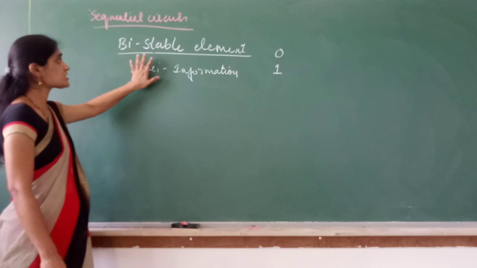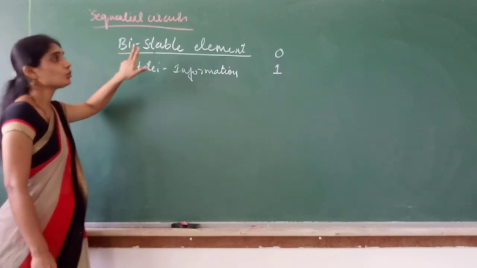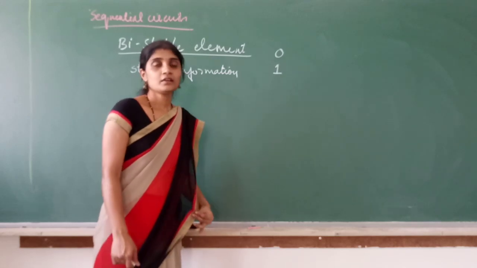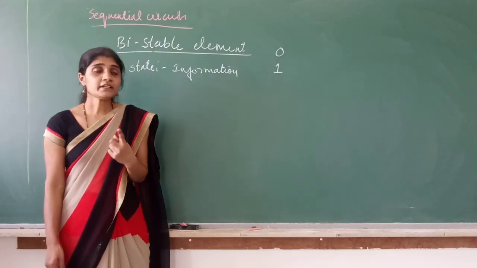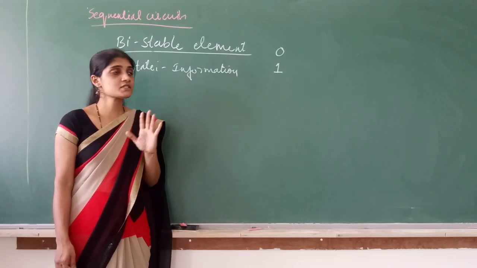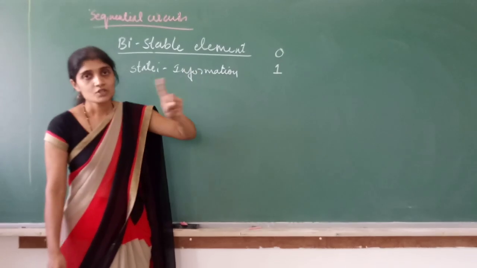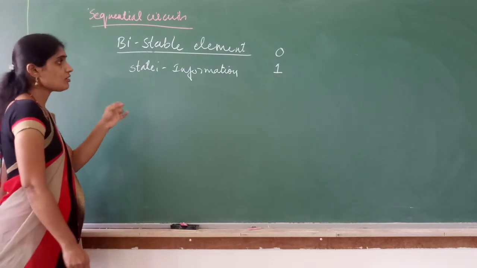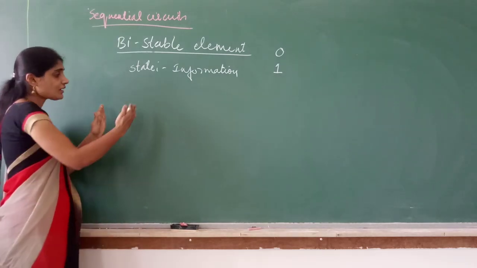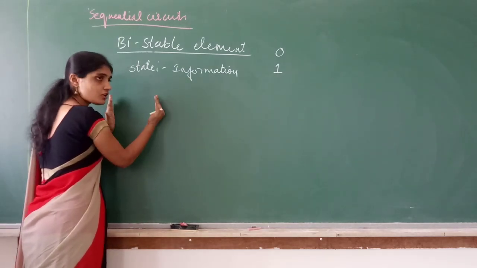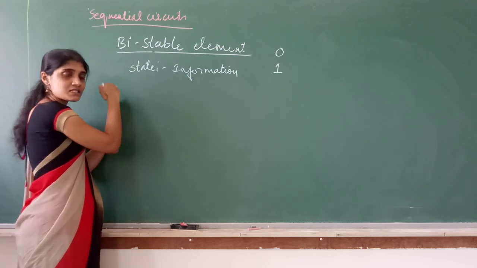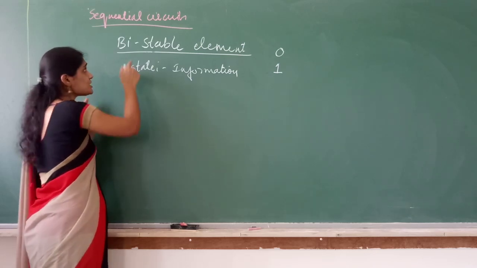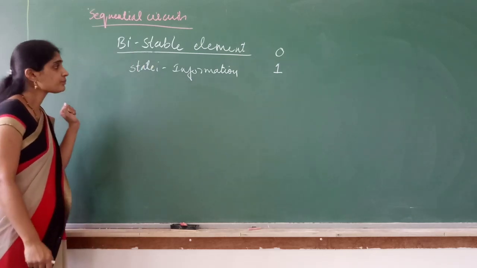So, we have two stable states, that is either 0 or 1. A flip-flop is a 1-bit storage element; it can store either 0 or 1. A flip-flop is generally used as a memory element. So, we have two stable states, one is 0, the other is 1. You can make a memory element to store either 0 or 1. The past history of the input, either 0 or 1, will be stored in the memory element, which is nothing but a bistable element.